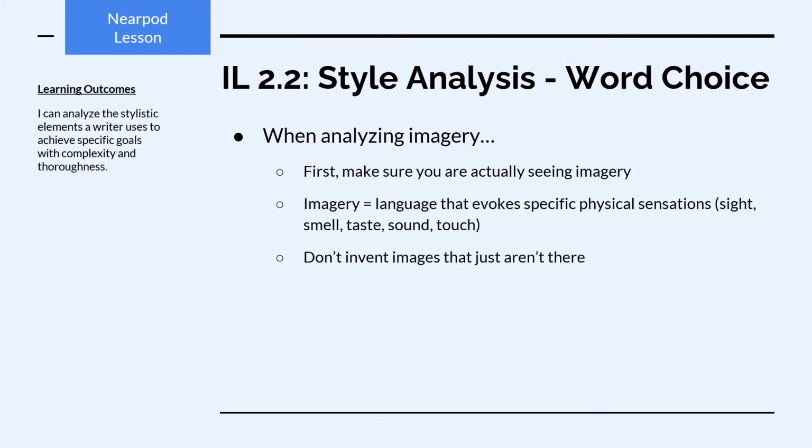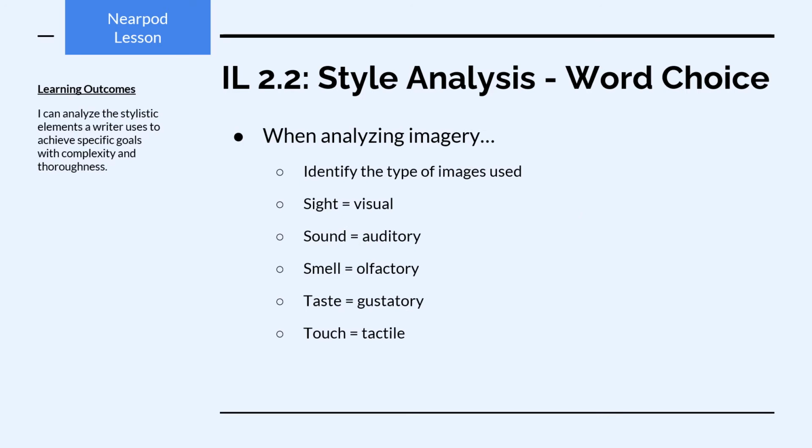That means the language has to be pretty concrete as well. Abstract language doesn't really evoke images at all. So be very careful there. Don't invent images that just aren't there and call it imagery, because that's not correct. Next, when analyzing imagery, you have to identify the different types of images that are used, or the one type of image that is used, depending on what you see.